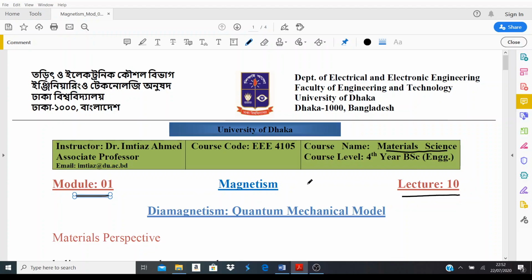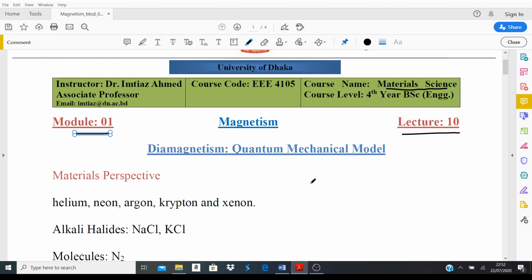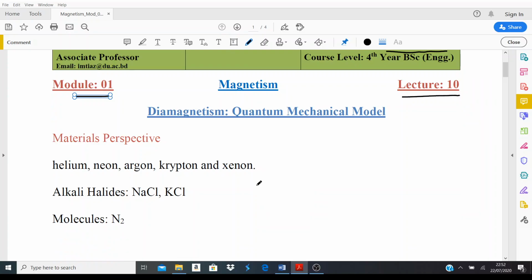If you recall, in the last lecture we started talking about atomic diamagnetism in terms of the quantum mechanical model, right? And we said that to observe a diamagnetic effect in an atom, the atom should have a closed shell electronic structure. What that means, for example, is the noble gases: helium, neon, argon, krypton, and xenon. All these noble gases have a filled shell electronic structure, right?